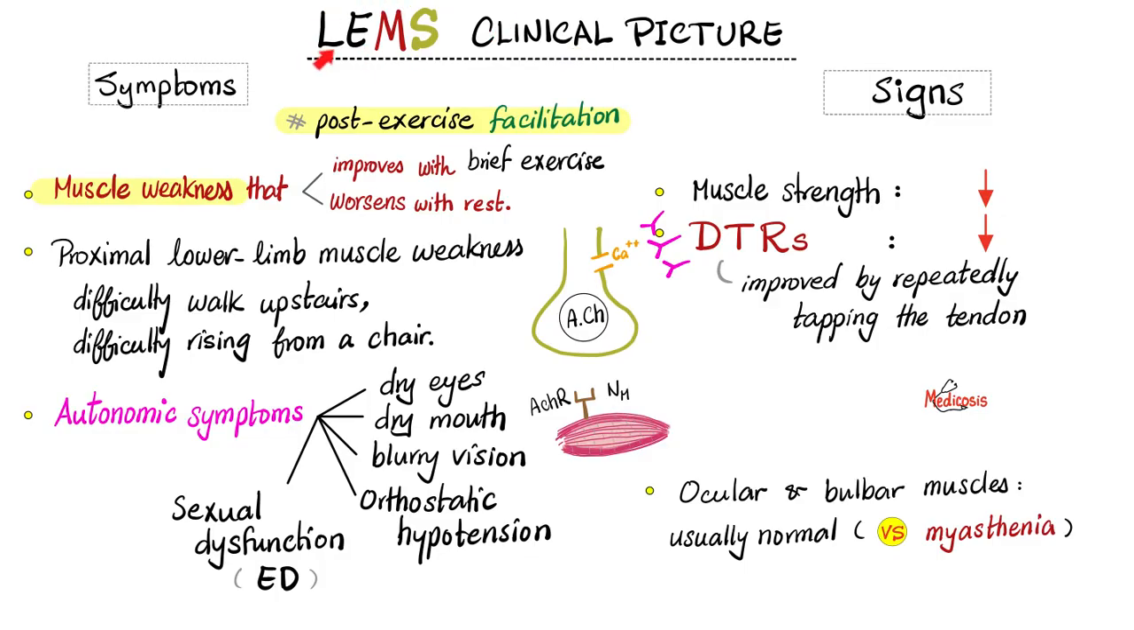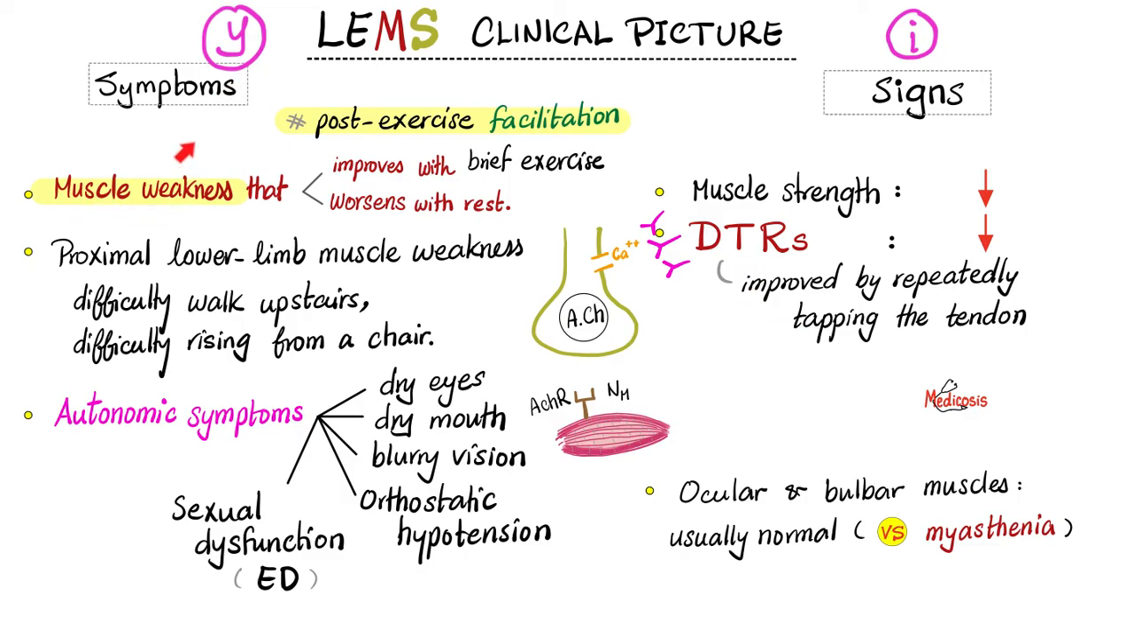Clinical picture of Lambert Eaton Myasthenic Syndrome, we have the symptoms and the signs. What's the difference? The symptom has Y in it, so you, the patient, will tell me what's up. But the word sign has an I in it. I, as a doctor, am going to discover something by physical exam.